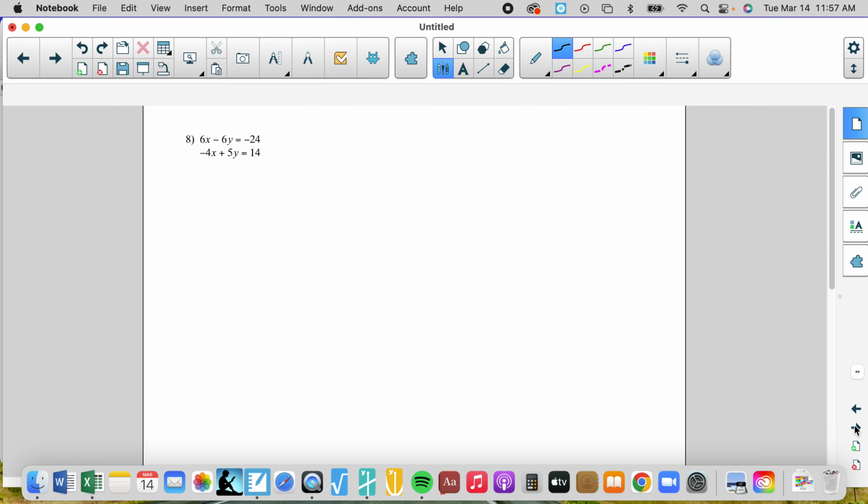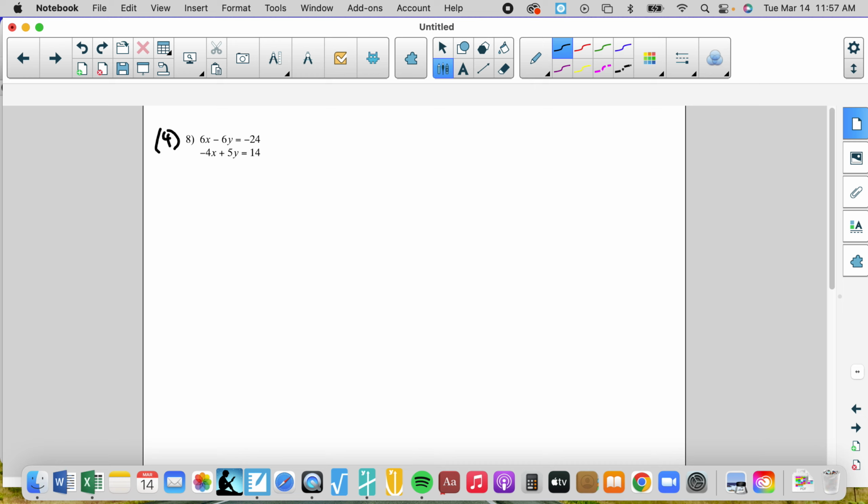All right, I like this one. This one's a good one. So here's an example where we could use either one. I like the x's because the signs are opposite of each other. Or I like the y's because the y's are opposite of each other. So we can do either one. I'm going to choose the x's because we have yet to do an x. And my numbers are 6 and 4.